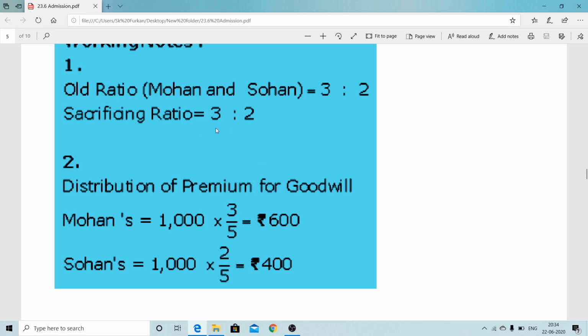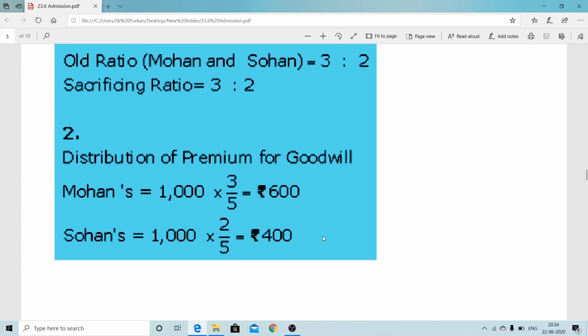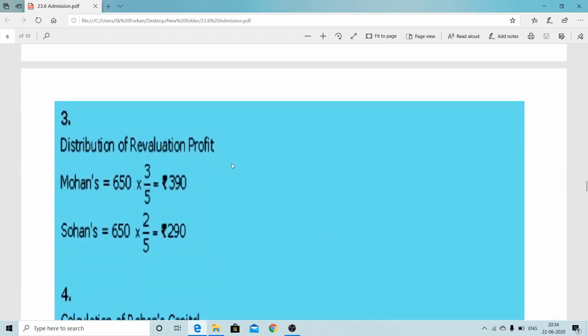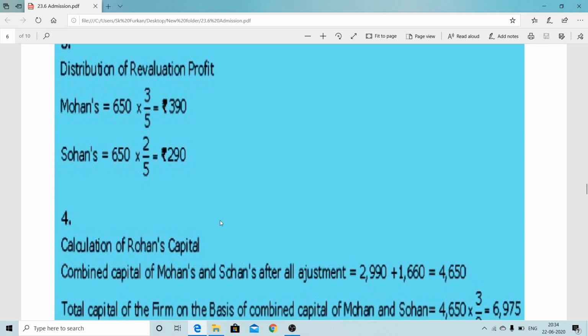So this is the sacrificing ratio, and the goodwill contribution is 1000. So 1000 into 3 by 5 comes to 600, and 1000 into 2 by 5 comes to 400. That will be bank to PGW to old partners' capital. In the partners' capital account we will show this entry. Another working is the distribution of profit on revaluation, 650 total profit. 650 into 3 by 5 is 390, and 650 into 2 by 5 is 260. So it will be 260, not 290. So we can calculate the distribution of profit.